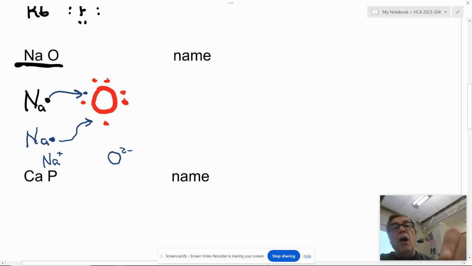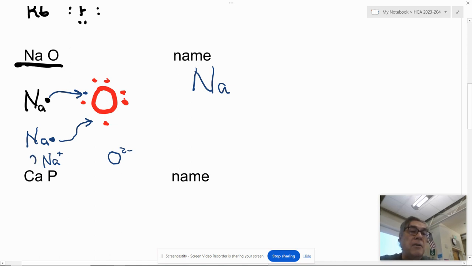But when we write the formula, we're always going to put the metal first. But how many sodium ions did we make, actually? We made 2. But we're not going to write 2Na in the formula. No, we're going to write Na subscript 2 to show that we have 2 sodium ions. And we're going to write oxygen to show that we have 1 oxygen.